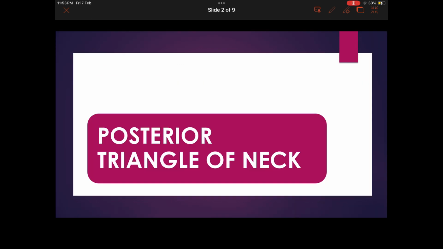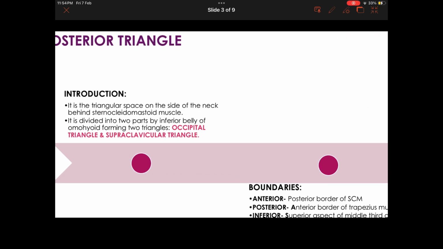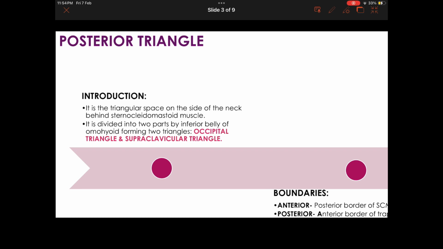Today we are here with another important topic, that is posterior triangle of neck. So here comes the introduction. It is a triangular space on the side of the neck behind sternocleidomastoid muscle. It is divided into two parts by inferior belly of omohyoid, forming two triangles. The upper triangle is occipital triangle and the lower triangle is supraclavicular triangle.